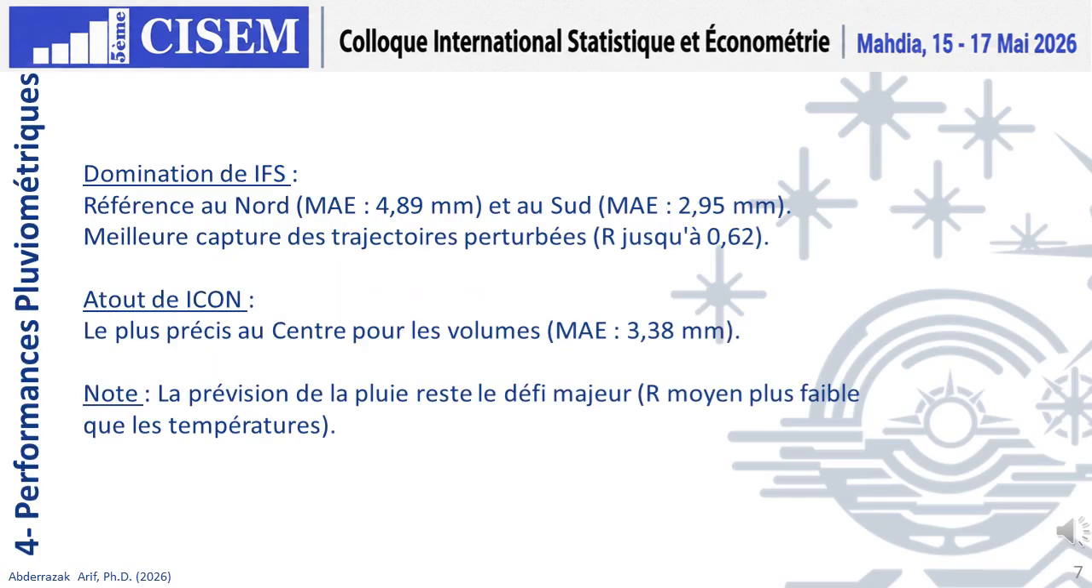The dominance of the IFS model for rainfall forecasting, with MAE of 4.89 mm in the north and 2.95 mm in the south. The IFS model showed the best capability in capturing weather disturbances, with a correlation reaching up to 0.62. The ICON model remains the most accurate for central Tunisia, with a MAE of 3.38 mm. Precipitation forecasting remains a major challenge, as correlation coefficients are significantly lower compared to those observed for temperature.